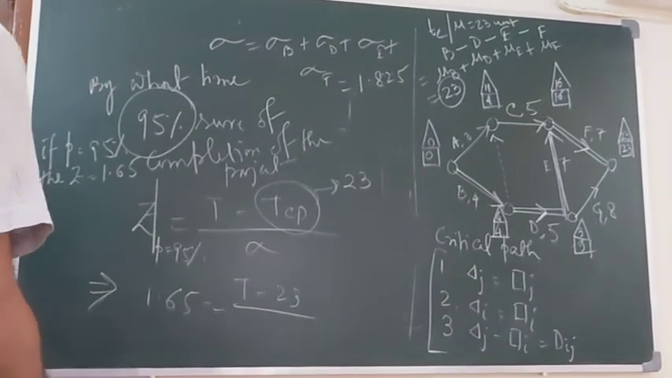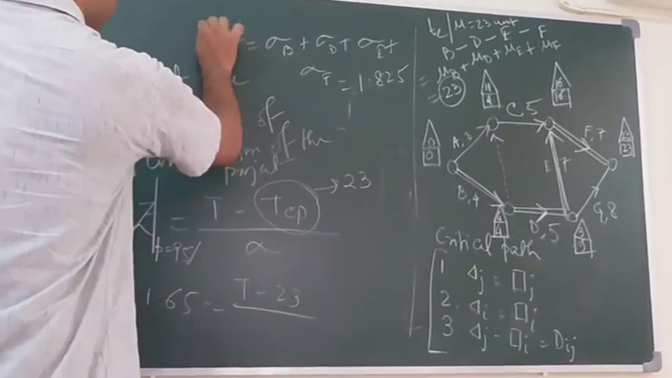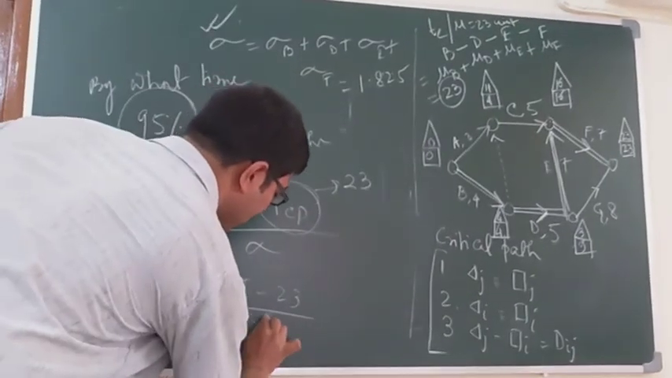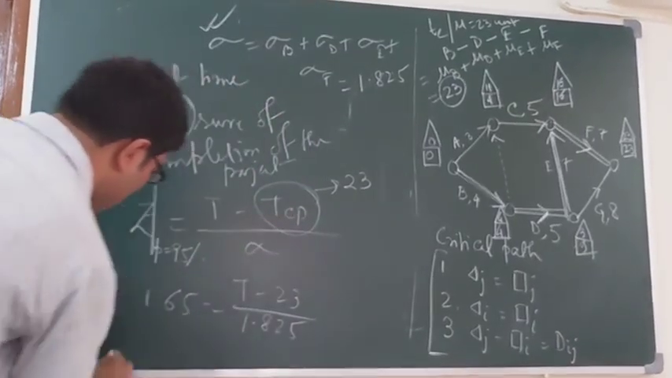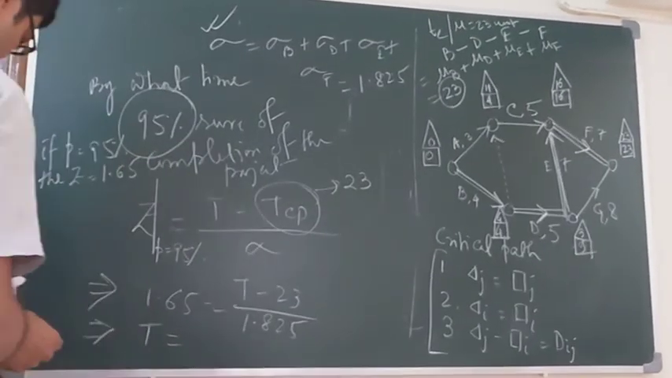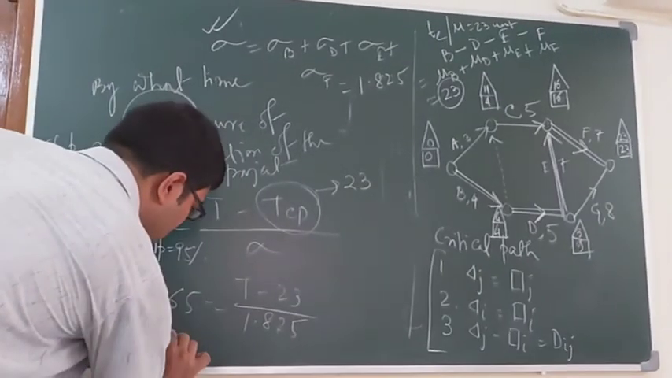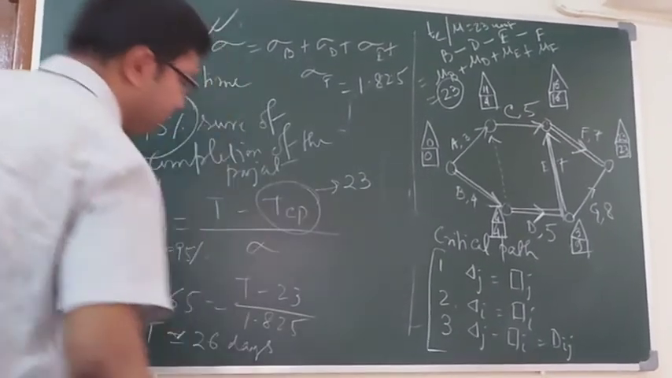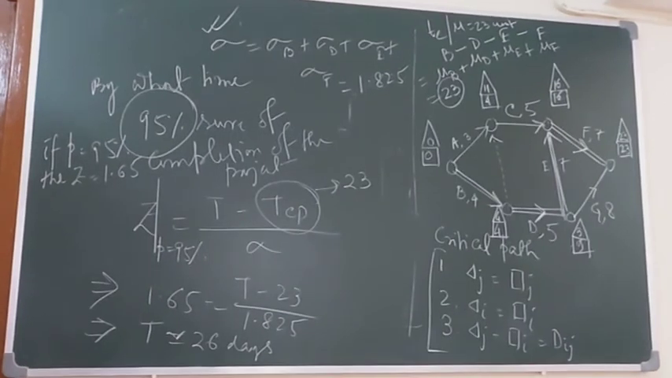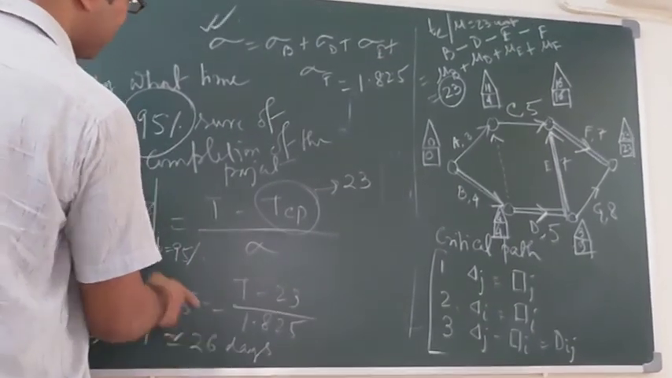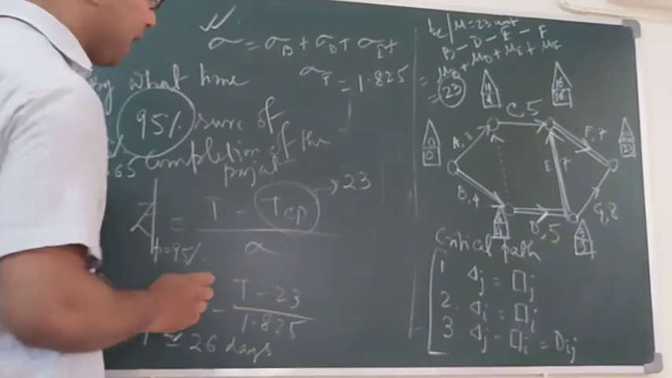Now if we put the value of sigma, the standard deviation of the entire project, 1.825, we can get the value of T. T is nearly equal to 26 days. Okay. So by what time? 26 days is your correct answer.